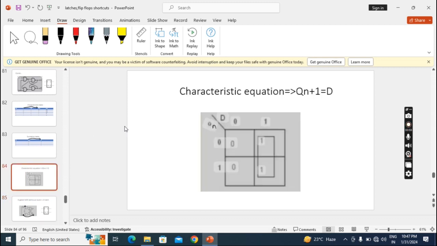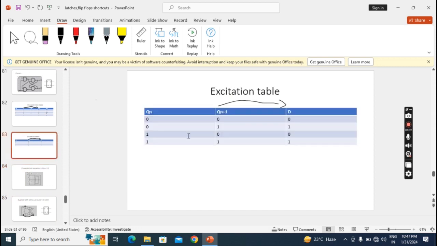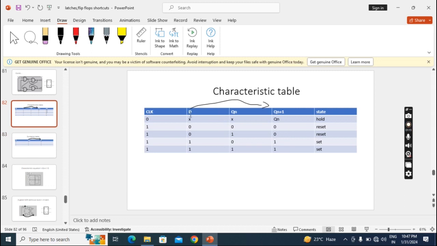Finally we'll see the characteristic equation. I am getting Qn plus 1 equal to D. When I substitute in the K-map, that only happens in the excitation table. Ultimately in the excitation table and characteristic table also the same happens, because characteristic equation means we have to determine Qn plus 1. Qn plus 1 is nothing but D.